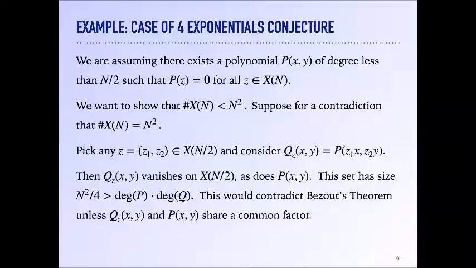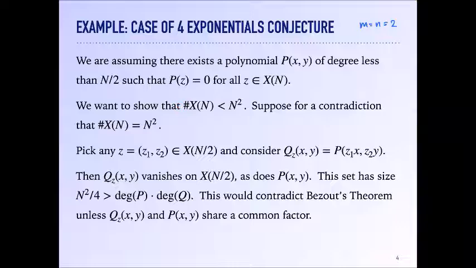So the assumption now is that, in this case of 4 exponentials, my little m and my little n are 2. What is the assumption of Masser's theorem? It's that there exists a polynomial of degree less than capital N over 2, such that p of z equals 0 for all points in this box x of n. And the conclusion, I'm going to state in a slightly different way. It's simpler to see what the conclusion is in this small case: it suffices to show that x of n has fewer than n squared elements, right?